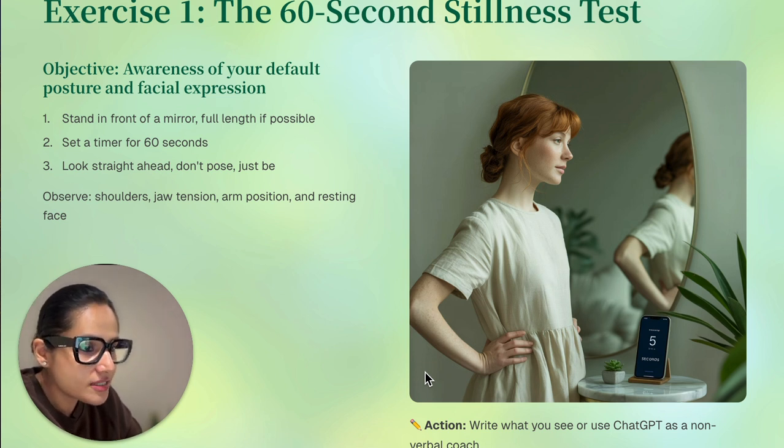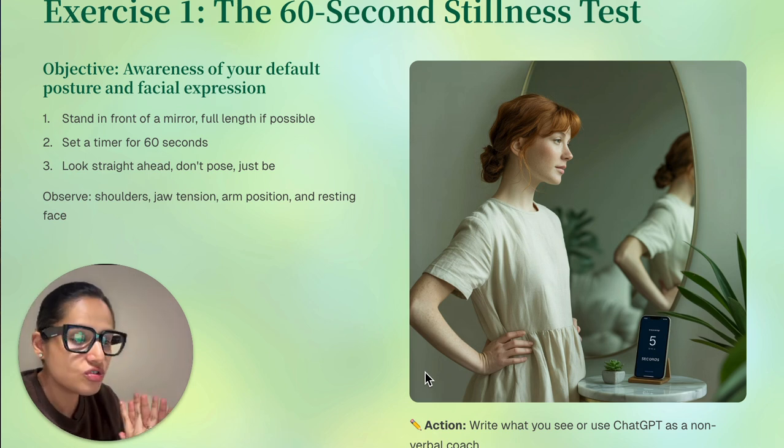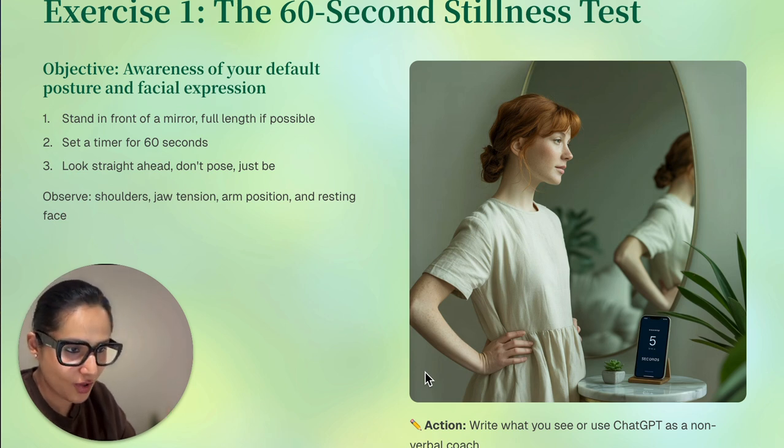The first exercise is known as the 60-second stillness test. The objective of the test is awareness of your default posture and facial expressions. Here's what you do. You stand in front of a mirror, full length if possible. Set a timer for 60 seconds. Look straight ahead. Don't pose. Don't fix anything. Just be. So you just stand still and you just look at yourself.